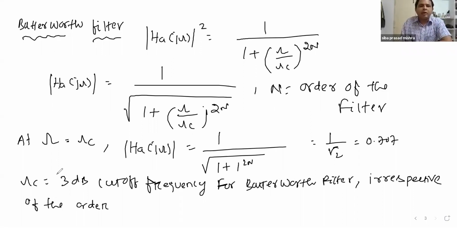So now at omega equals omega c, always you are getting 1 by root 2. So this omega c is known as the 3 dB cutoff frequency for Butterworth filter. This is very, very important. Now, what is the significance of this capital N?